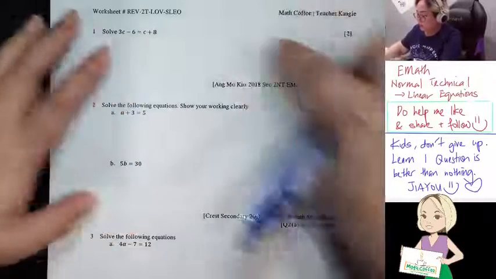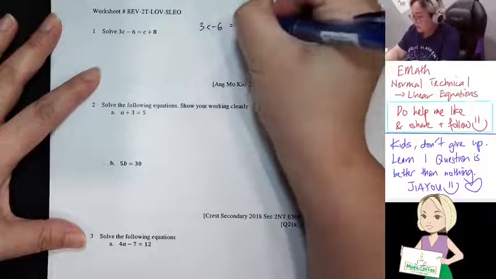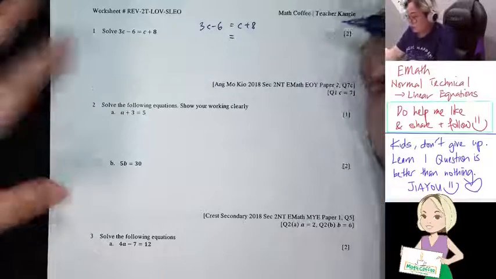So I will write the question here so that you all can see. 3c minus 6 is equals to c plus 8. Okay, what I want you to do is the equal will keep in the middle.